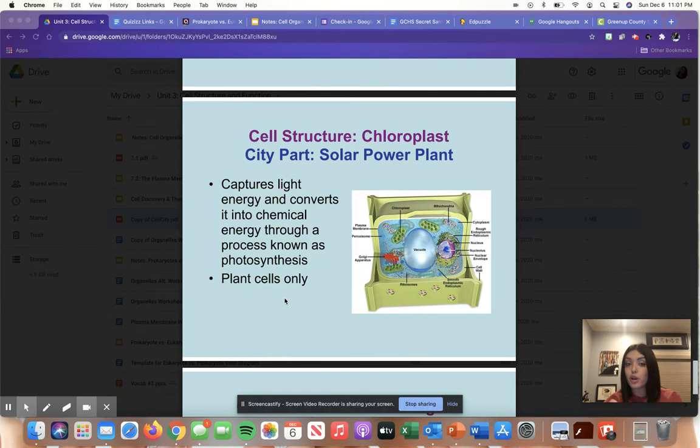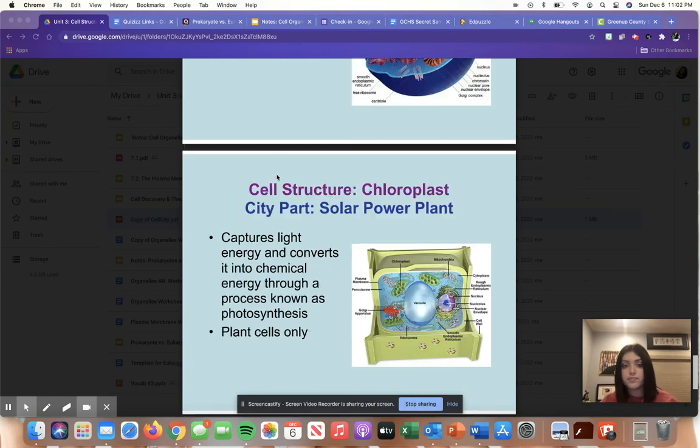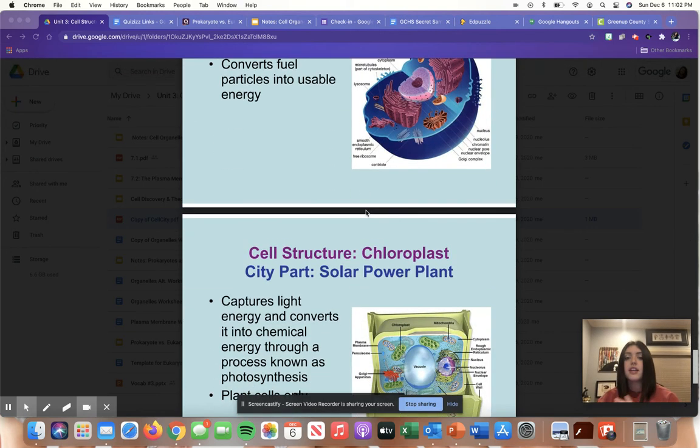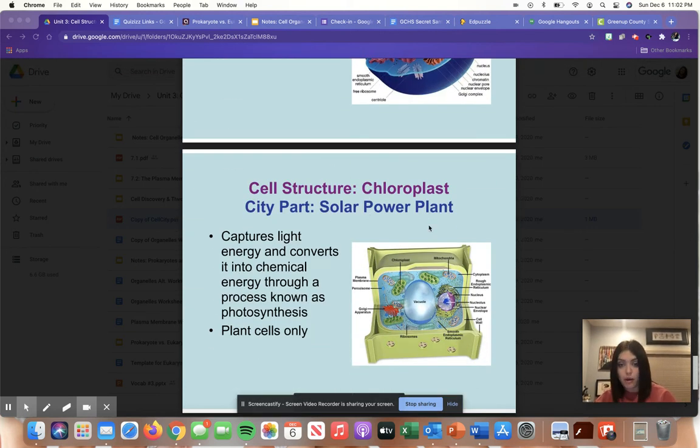Now, dealing with a chloroplast, remember chloroplasts are found only in plant cells, and that is where photosynthesis takes place. So that captures light energy and converts it into chemical energy through that process of photosynthesis, and it is only in plant cells. So, if the mitochondria is a power plant, the chloroplast is going to be a solar power plant because it still is converting things into energy, right?